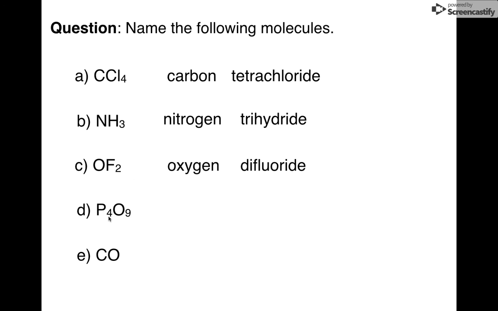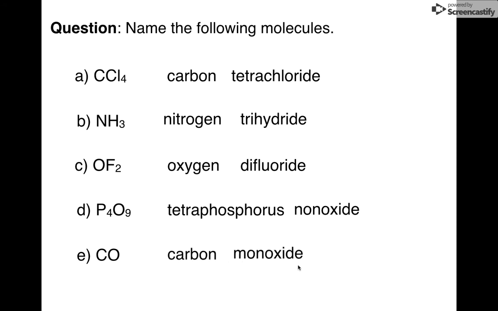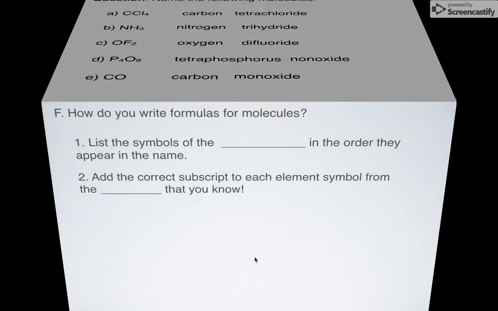P4O9, so 4, that's tetra, that's phosphorus, tetraphosphorus. 9, that's nona, and then O is oxide, but nonoxide is how you kind of say that. Notice that the spelling kind of changed. You don't put 2 O's next to each other, so it's monoxide, not nona oxide or something. And then we have CO, that's carbon monoxide. Again, notice that only if there's a single element at the end, we add the mono prefix.